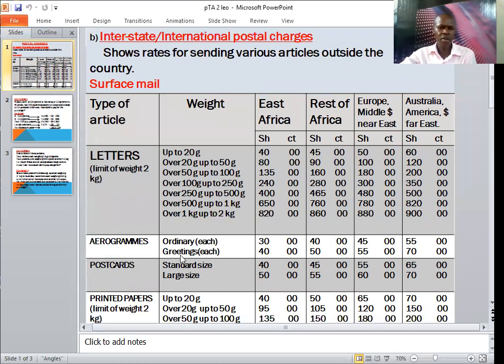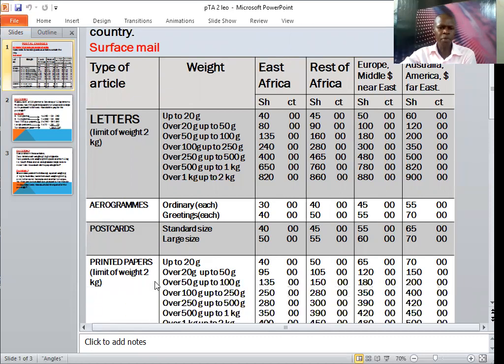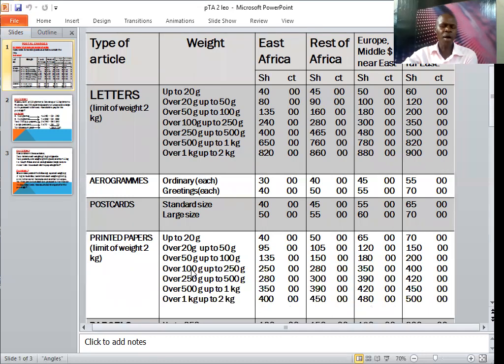Supposing someone was sending printed papers, you are sending printed papers to Near East. What is the weight of the printed papers? Let's say you are sending 700 grams. Looking at this column here for weight, you can come to confirm that we don't have exactly 700 grams. What will you do? You will ask yourself, 700 grams is found or is within which range?